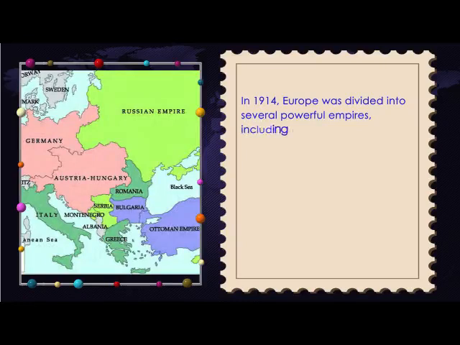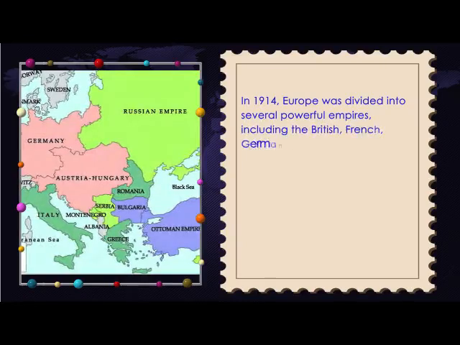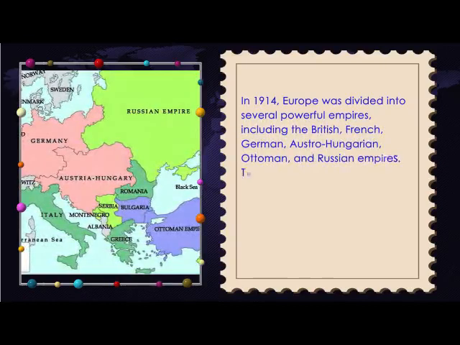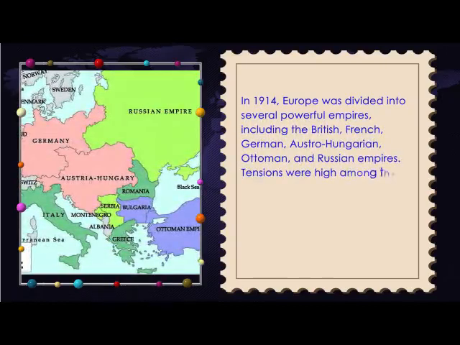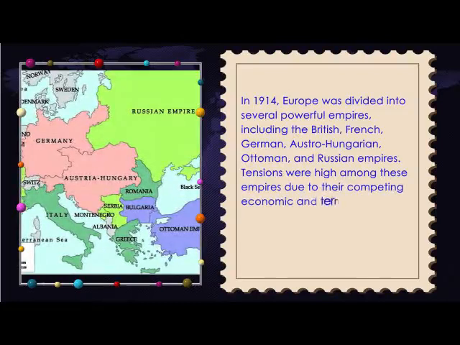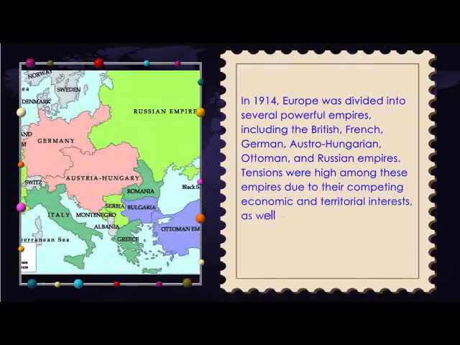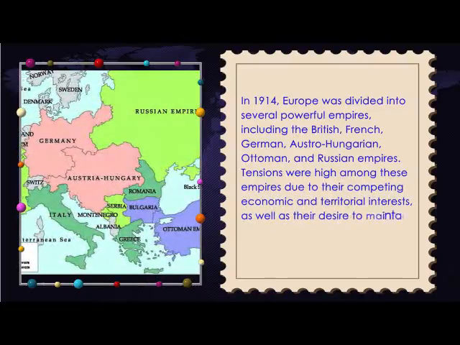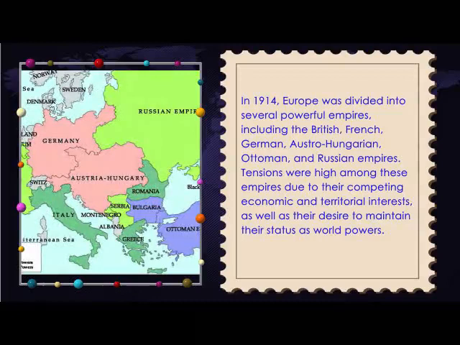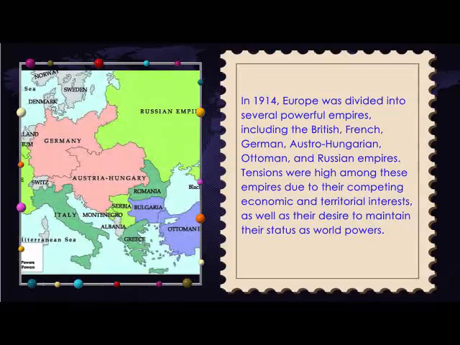In 1914, Europe was divided into several powerful empires, including the British, French, German, Austro-Hungarian, Ottoman, and Russian empires. Tensions were high among these empires due to their competing economic and territorial interests, as well as their desire to maintain their status as world powers.